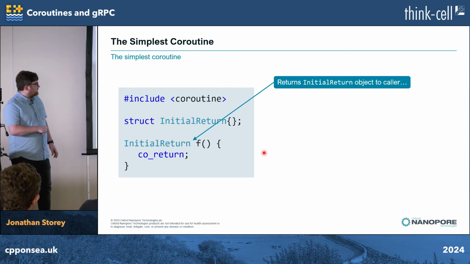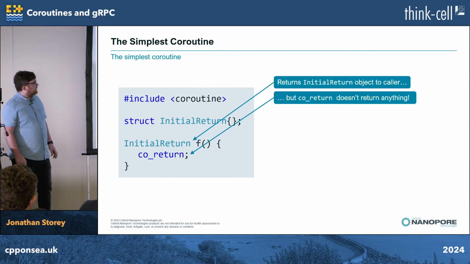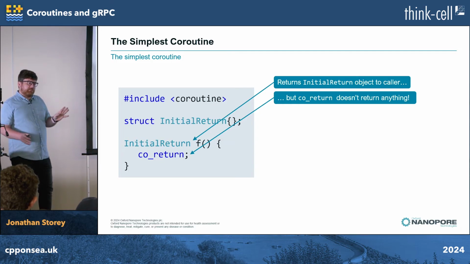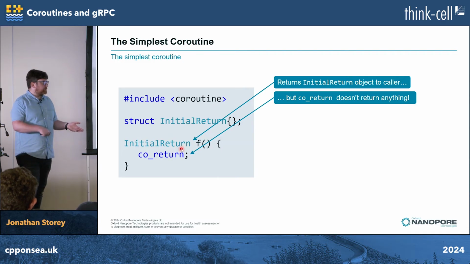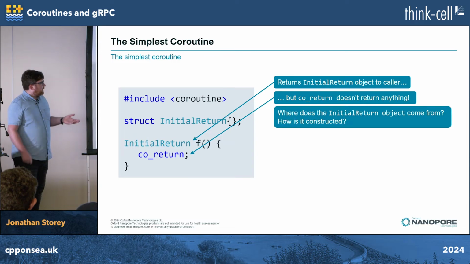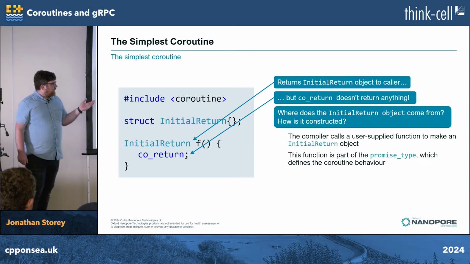This coroutine returns this initial return object to the initial caller. And we said before that the initial return type determines the behavior of the coroutine. Co-return doesn't return anything. So then there's an obvious question of, if we're returning an initial return object to our caller, where does it come from? It can't come from co-return because we're not co-returning anything at all. And the answer is the compiler calls a user-supplied function to make the initial return object. And we'll see that function in just a second.